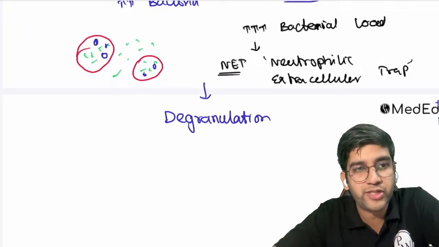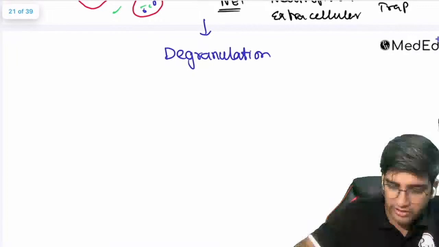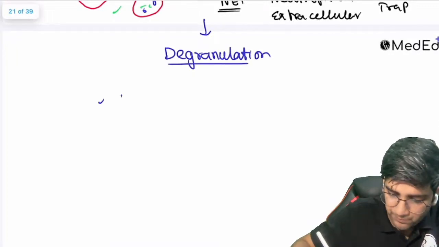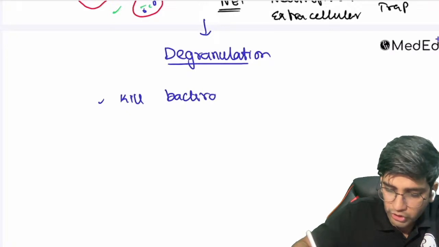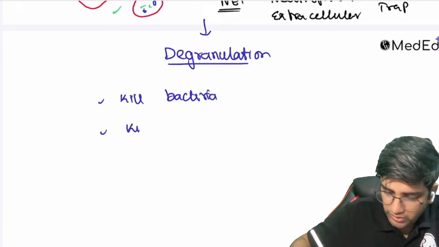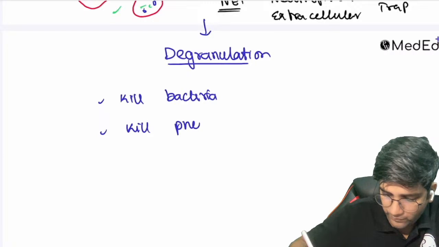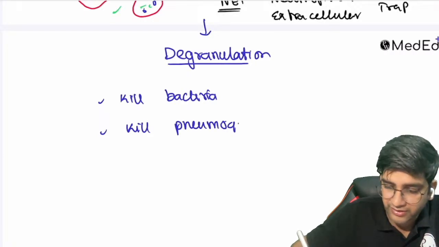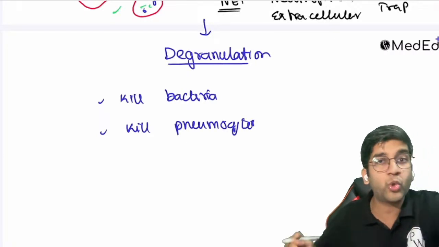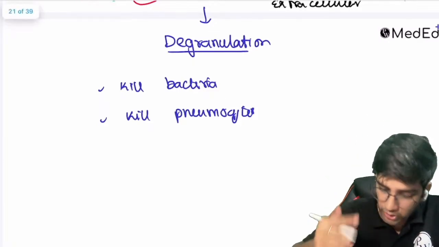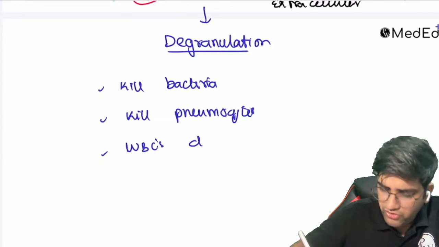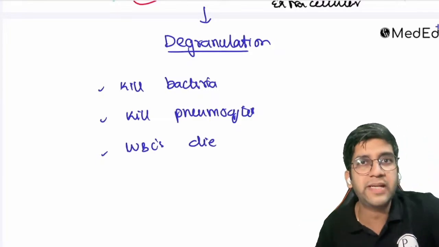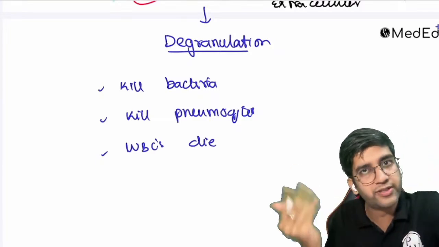Will it cause fibrin-rich exudate? It will. This degranulation has multiple effects. Yes, it will kill bacteria, but at what cost? It will also kill pneumocytes. That's a side effect here. It's a neutrophilic extracellular trap. Post damage will be very, very high. Not just that, WBCs also will be destroyed. Plus, neutrophilic extracellular trap, we call it beneficial suicide. When it ruptures, it destroys.